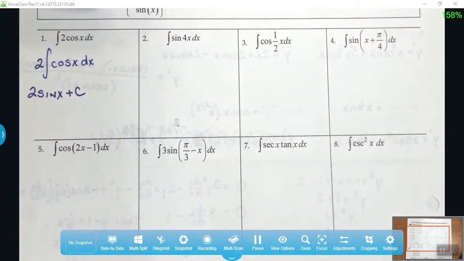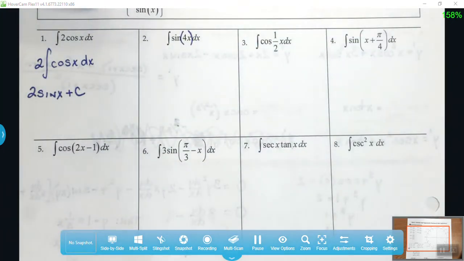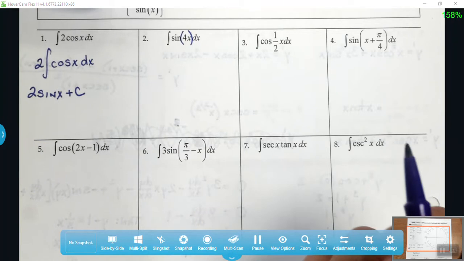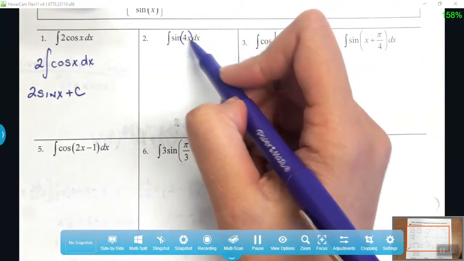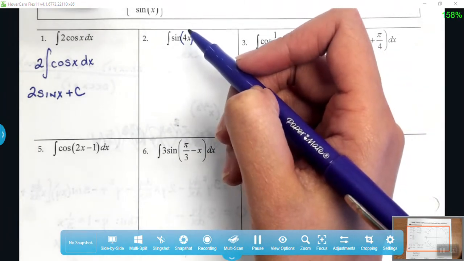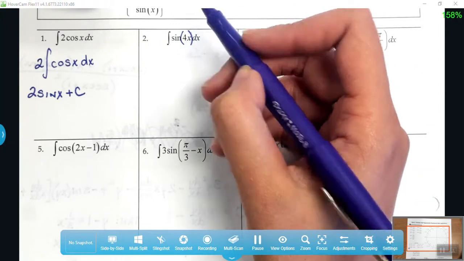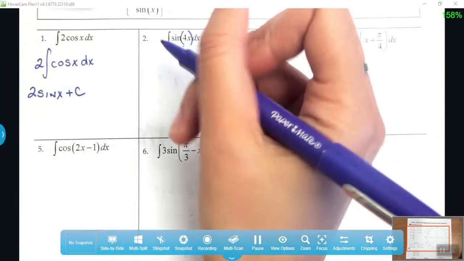Okay. For number 2, sine of 4x. 4x is inside the sine. Is this sine squared to 2x? No. Sine of 4x would be 4x together, and then it's just sine of the quantity 4x. If they did sine of 4 times x, it would be sine of 4 with parentheses around sine 4. So it's assumed.